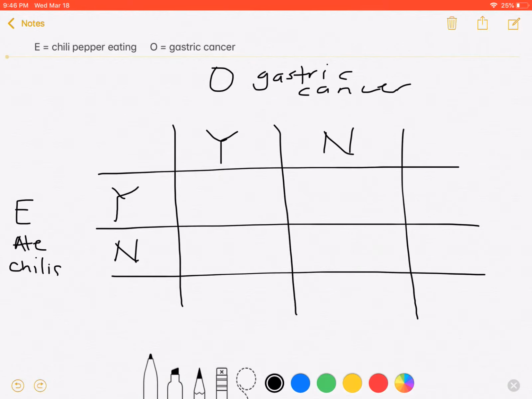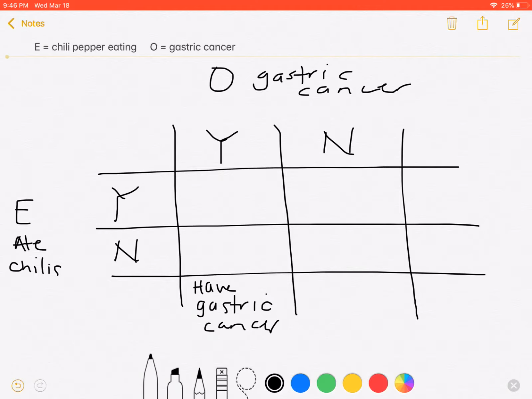So if you look down here in this box here, what you'll see is that these are the people who all got gastric cancer. These are your cases. So, yes, they got gastric cancer. Everyone who has gastric cancer is in this box. And we start there when we do case control studies. We always start with our cases. So the total number of people who have our problem.